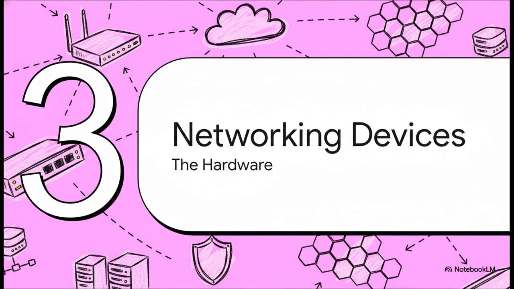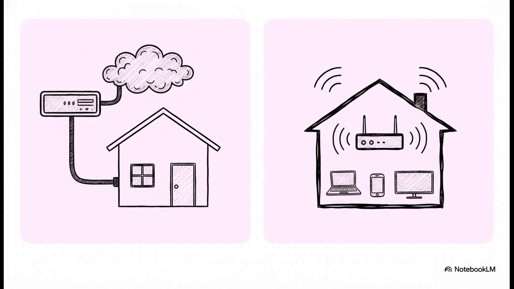Now let's get into the actual physical gear. The little boxes with the blinking lights that make all this magic happen. People get these confused all the time, so let's clear it all up right now. So let's start with the two most famous boxes in your house, the modem and the router.